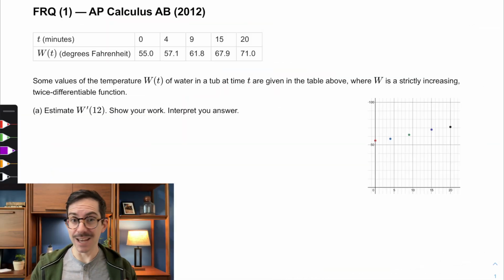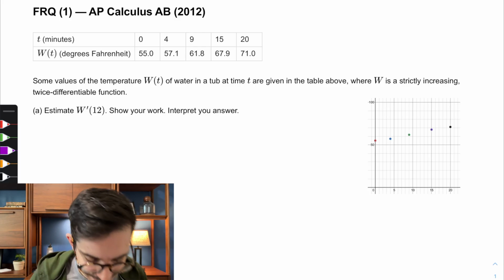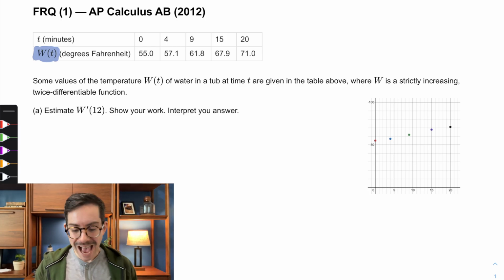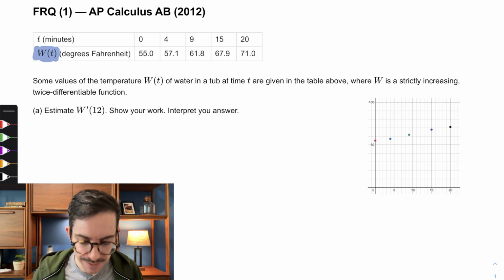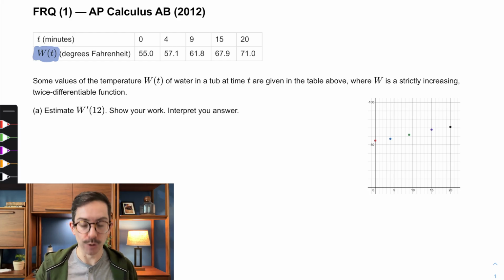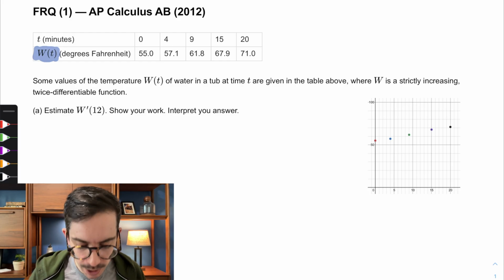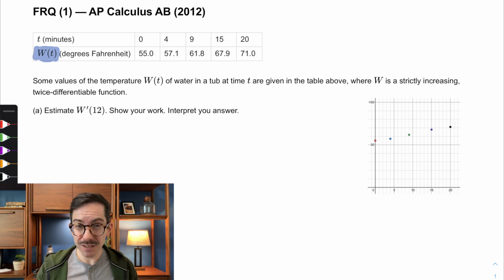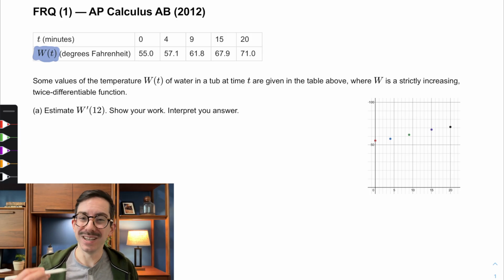So in part A and throughout this problem, we're working with this table of values. We are given this temperature of this water at these various moments in time, these t values at these various minutes in this table. The first thing that we're asked to do is estimate W prime, the derivative of that temperature function, when t equals 12. We're asked to show our work and also interpret our answer using units.